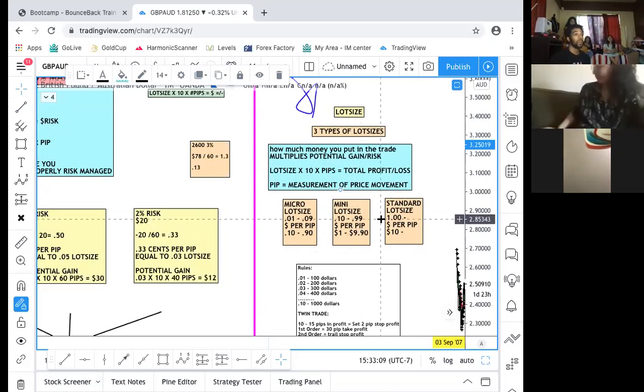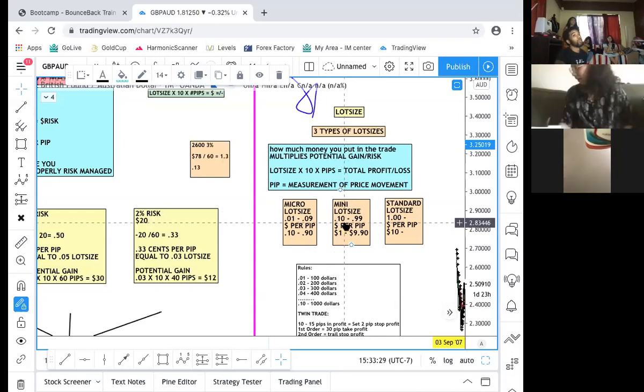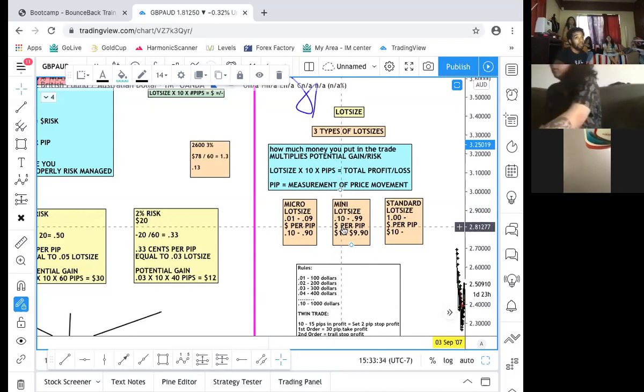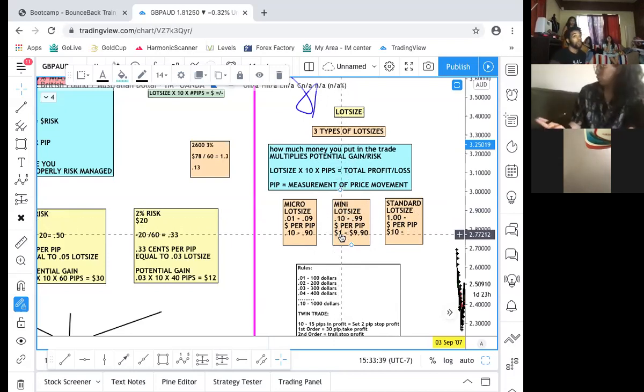So now we understand our micro lot sizes. Now our mini lot sizes. This is the next step. When you understand the basics and you've built your account up a little more, you can start using mini lot sizes. The first mini lot size we have is a 0.10. As we already know how to figure out how much we're making per pip, we multiply our lot size times 10. So a 0.10 will be $1 per pip.